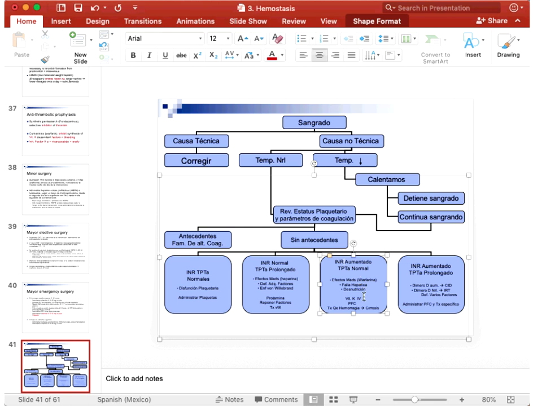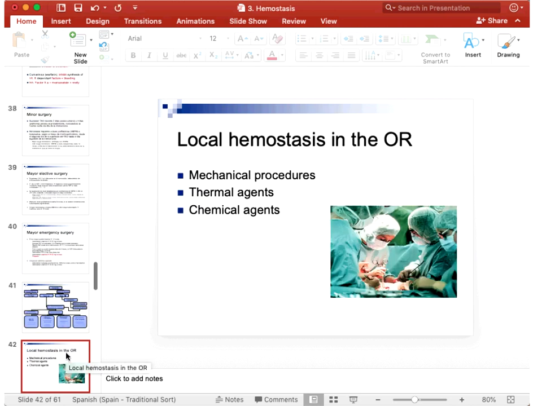So you need to infuse vitamin K. And if you have everything prolonged, you need to infuse everything. That's the way you respond to a bleeding on surgery. What do you do when you are performing surgery?